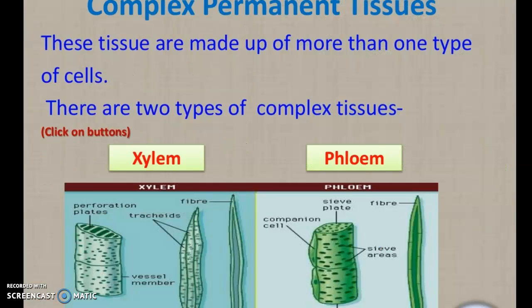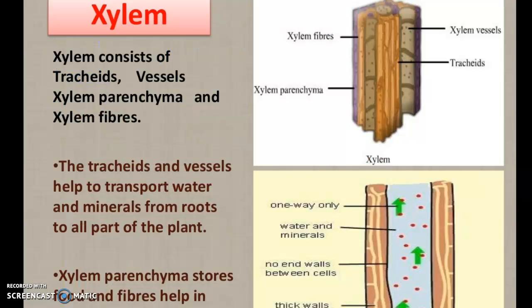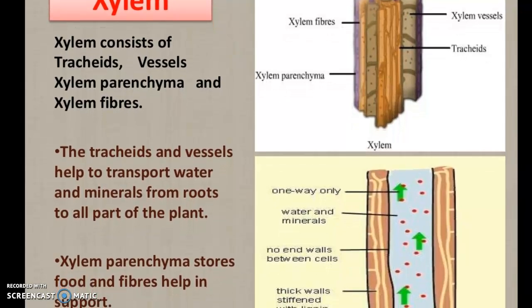Complex permanent tissues are made up of more than one type of cell, and they are of two types. One is xylem, another is phloem. Xylem consists of tracheids, vessels, xylem parenchyma, and xylem fibers. Tracheids and vessels help to transport water and minerals from the root to all parts of the plant. Xylem parenchyma stores the food, and fibers help in the support as well, right?